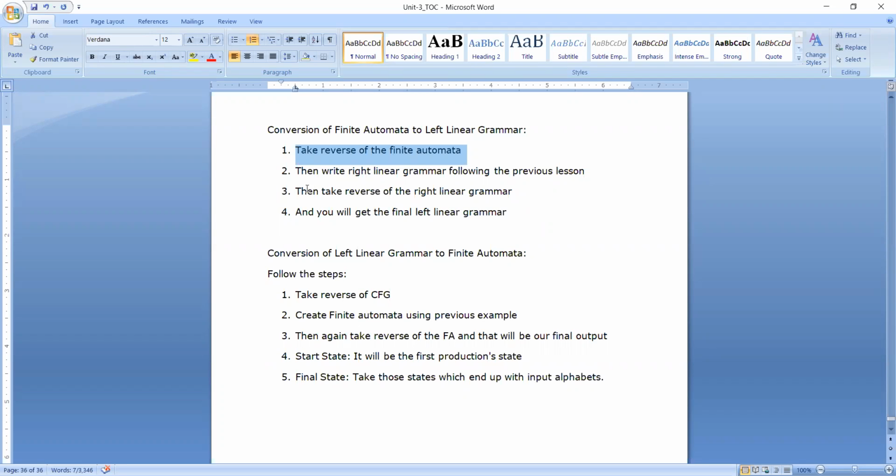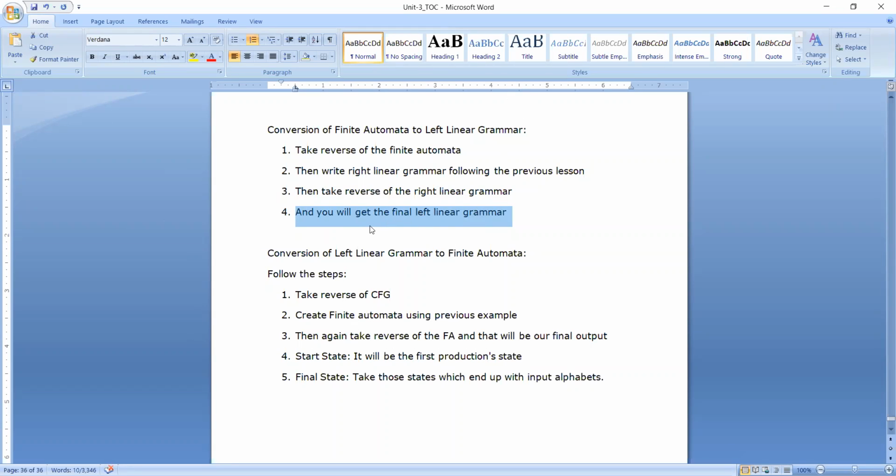Once we have done the reverse of our finite automata, we are going to write the right linear grammar. After writing the right linear grammar, finally we are going to get the left linear grammar. So after taking the right linear grammar, we need to take the reverse of it. Once we take the reverse of it, we will get the final left linear grammar.